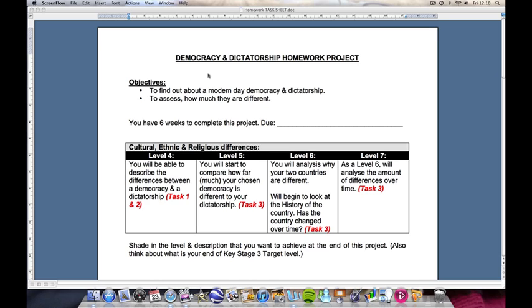Students have been asked to identify the level that they are aiming to perform at. We want this to tie in with their end of Key Stage 3 target, so this piece of work could be a particular example of why they have achieved the level that they were set out to achieve at the start of Year 7.